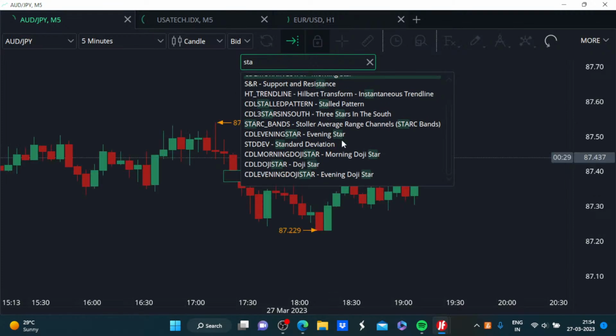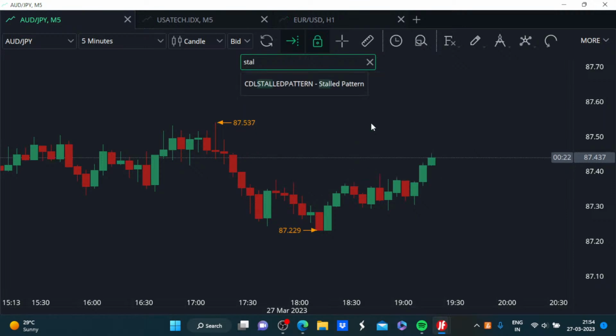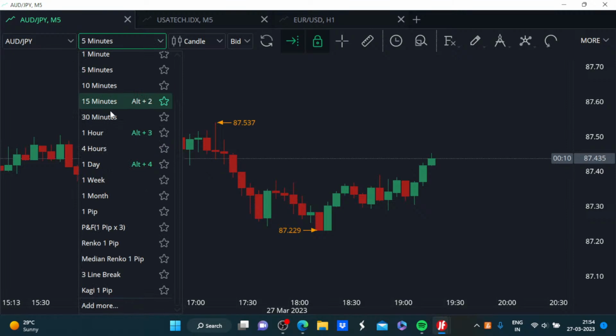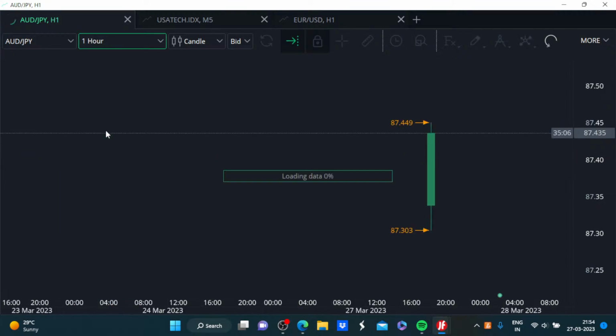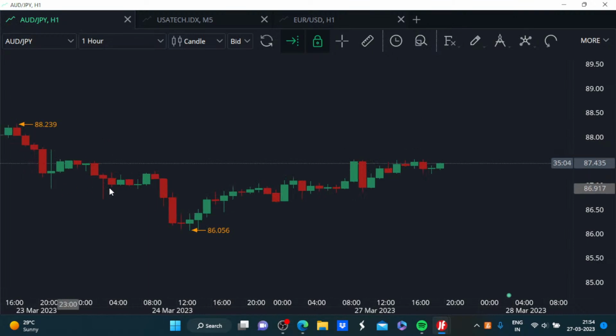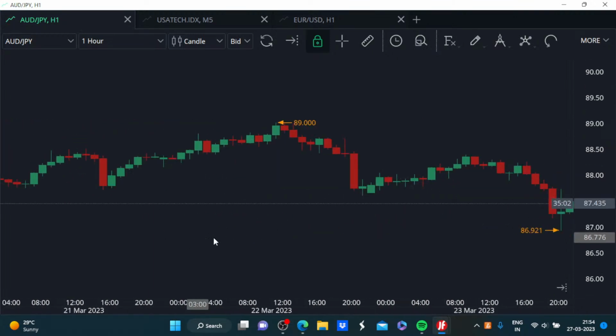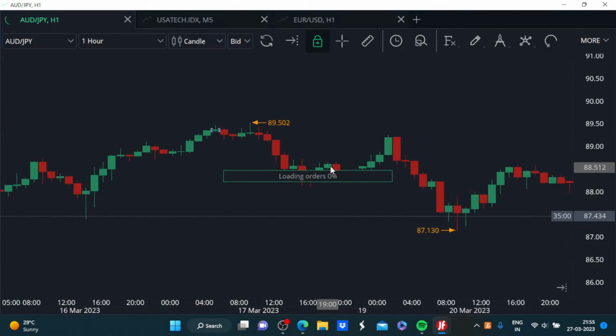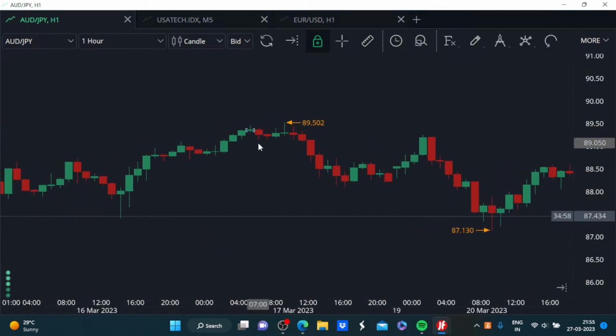Here we will look for the stalled pattern. Okay, here it is. Let me try different time frames and different instruments so that we get to see it being recognized on the chart. On the hourly time frame, okay, here we got one instance.